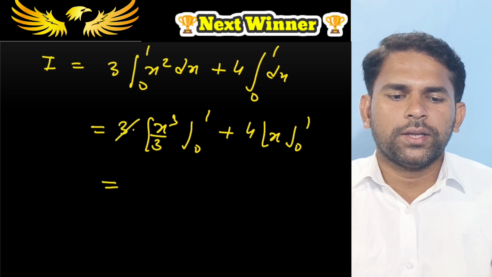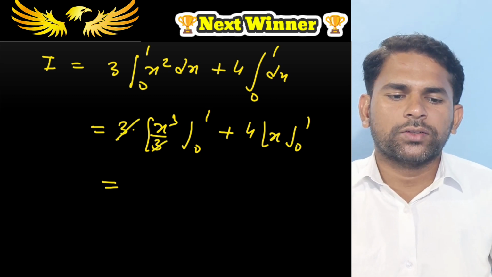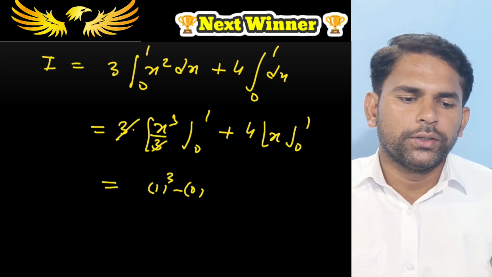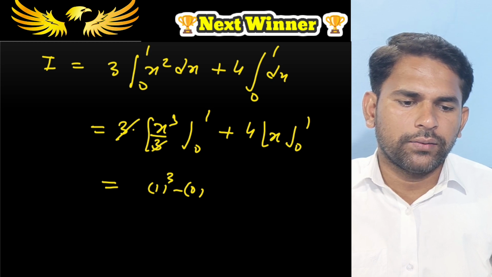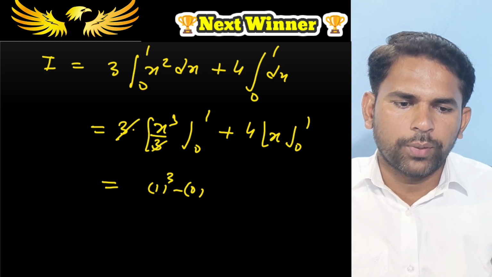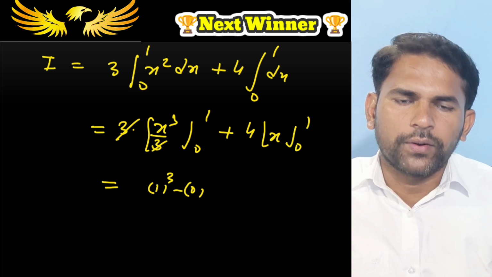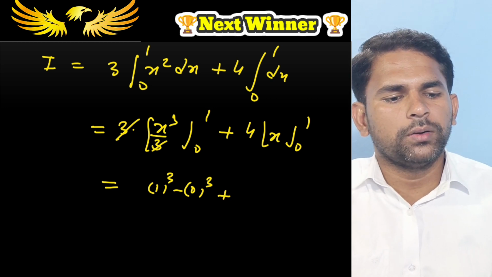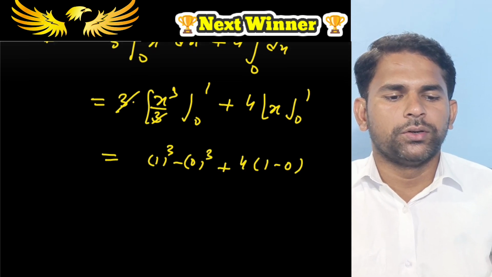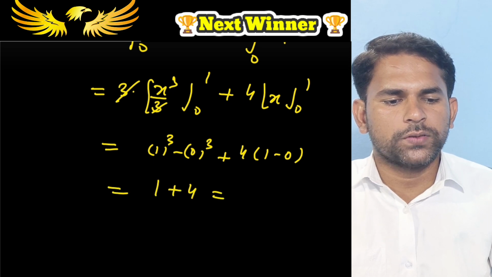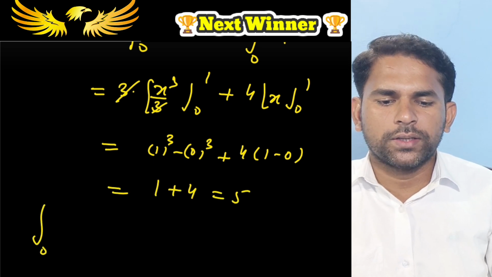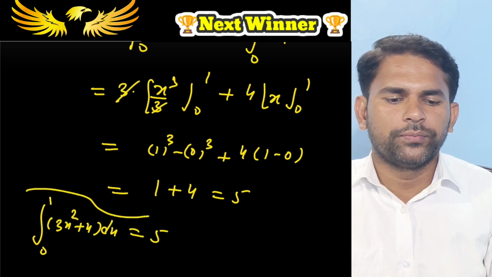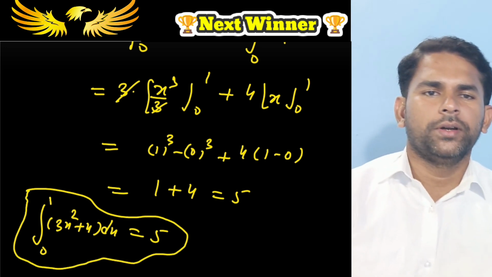So finally, 3 is a constant and it will cancel. So x cube upper limit means 1 cube minus lower limit 0. Here we apply the upper limit 1 power 3 and lower limit 0, so 0 power 3 gives 0. Similarly here also upper limit 1 minus lower limit 0. So finally we get 1 plus 4, which means 5. So the integration from 0 to 1 of 3x square plus 4 dx gives the answer 5. This is the final answer of the given problem.